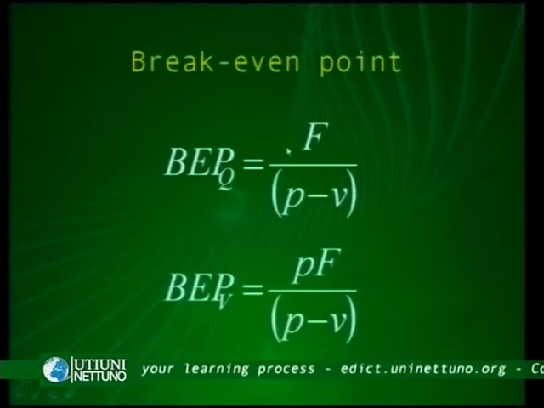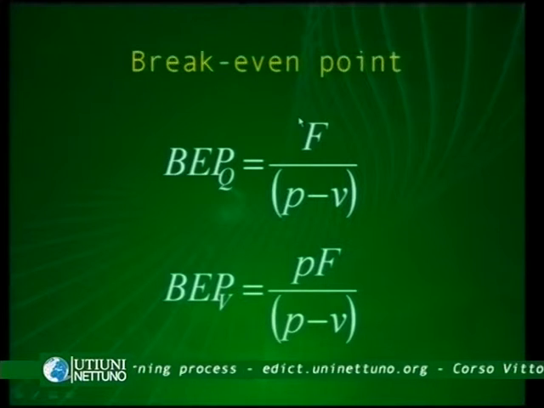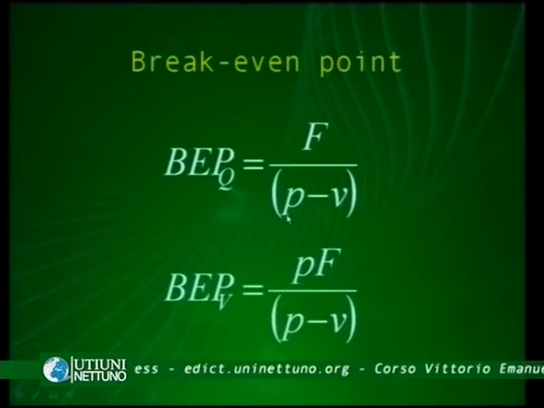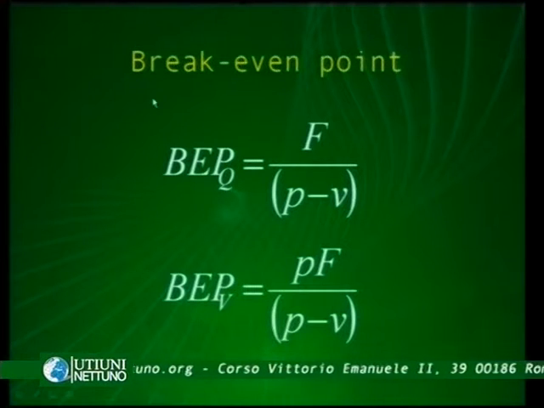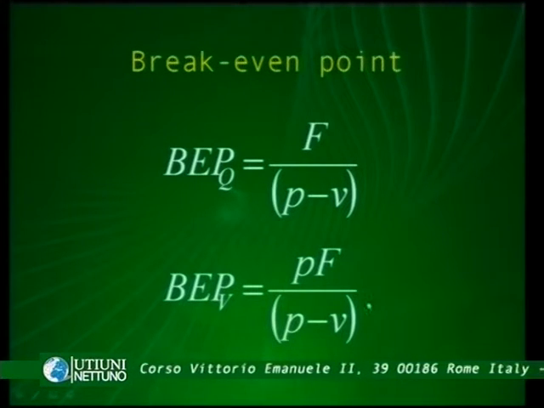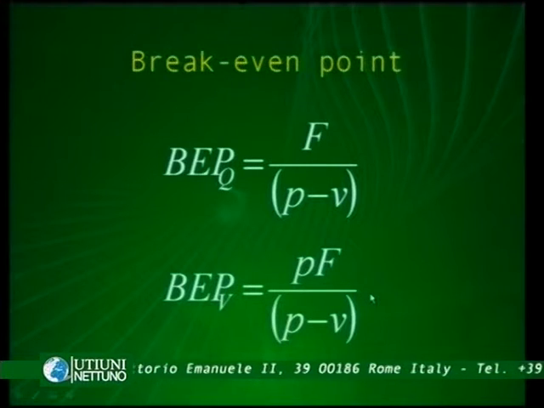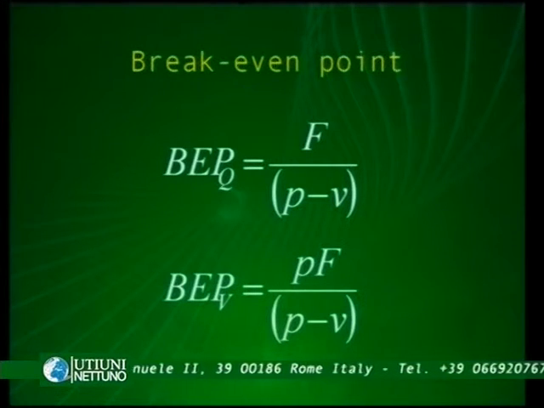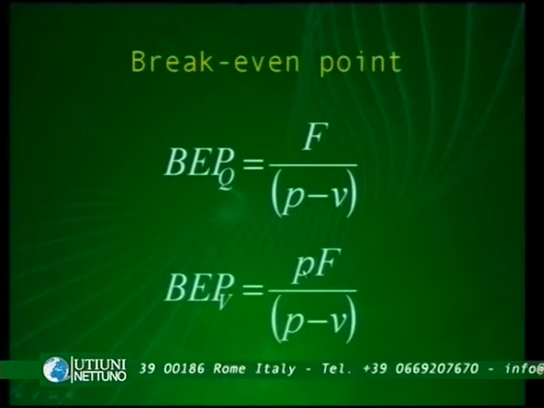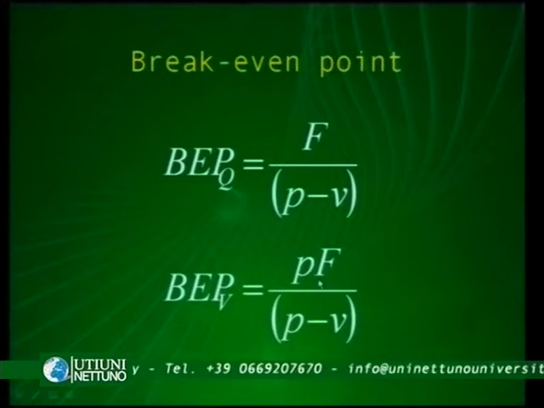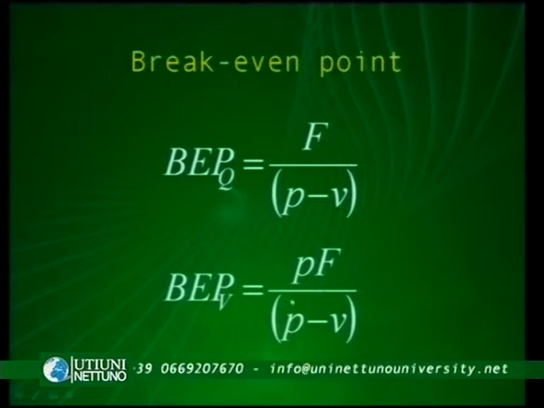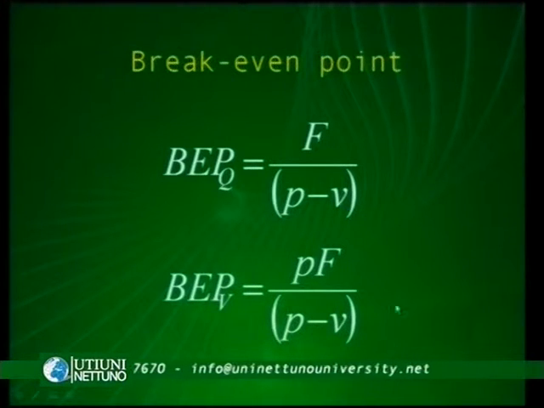So the formula is fixed cost over the per unit price of sales minus the per unit variable cost. Whereas if you are analyzing the break-even point in terms of revenues, you have the product of the price times the fixed cost divided by the per unit price minus the per unit variable cost.